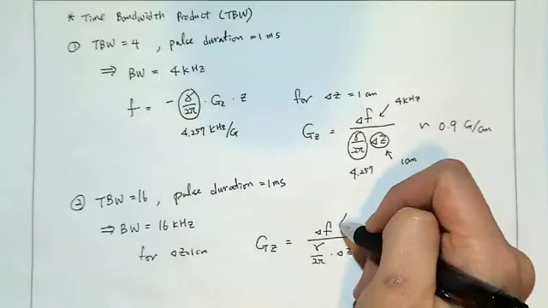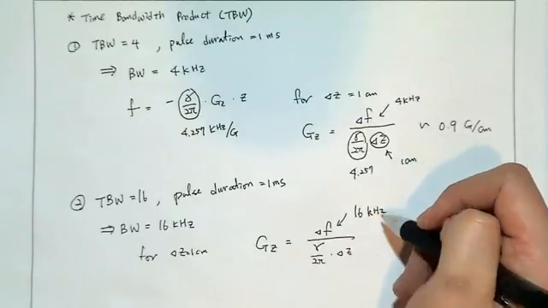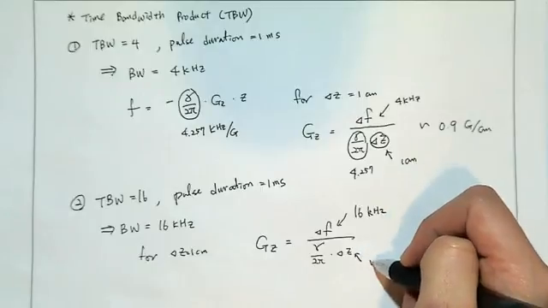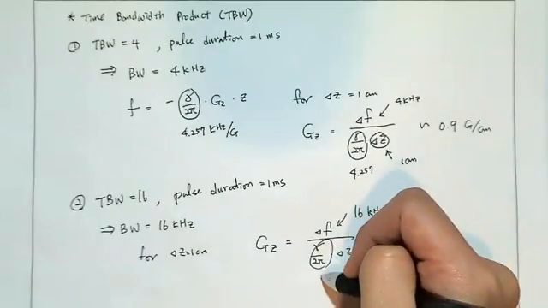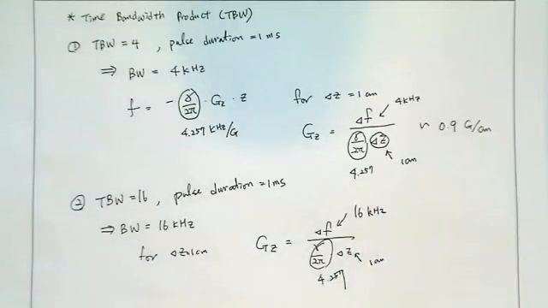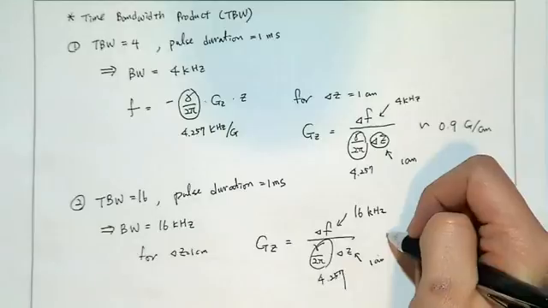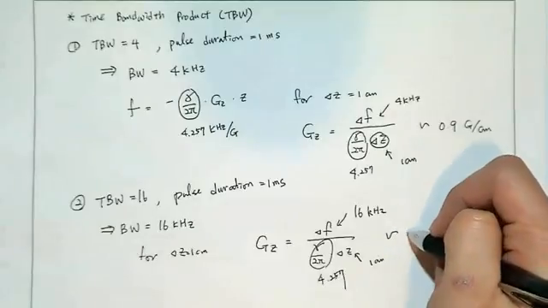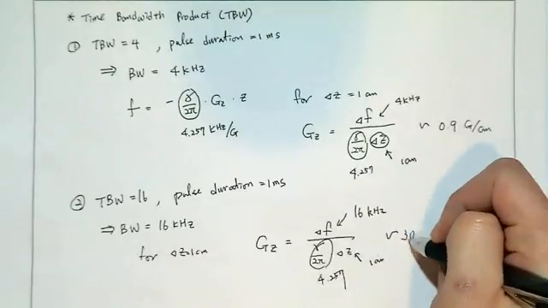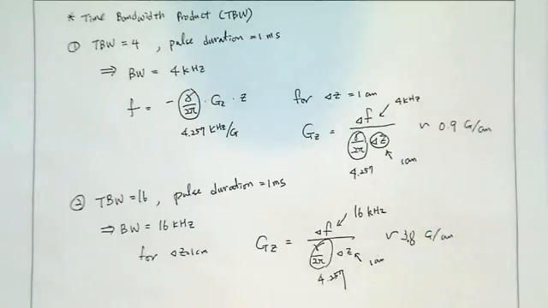And this one is what? 16 kilohertz. This is 1 centimeter. And the same thing. Okay? So it's just basically multiplied by 4. Right? So it's not exactly 0.9, so it's actually almost 3.8 Gauss per centimeter. Okay?